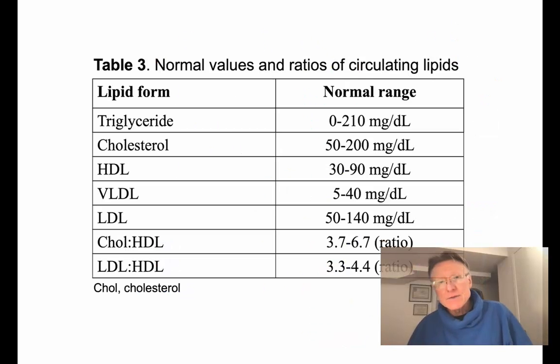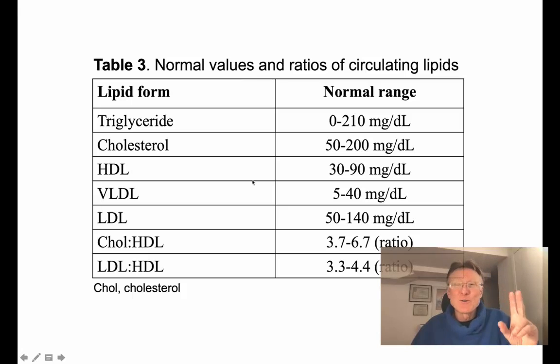And to finalize this, what we have is the normal values and ratios of circulating lipids. Again, there is no need for anyone to memorize these numbers. I just have this table here because it gives you a reference. What are the normal values? For instance, what is normal for triglycerides in a healthy person? It's a maximum of, let's say, 210 milligrams per deciliter. Cholesterol is between 50 and 200 milligrams per deciliter. HDL, the so-called good cholesterol, is anything between 30 and 90.